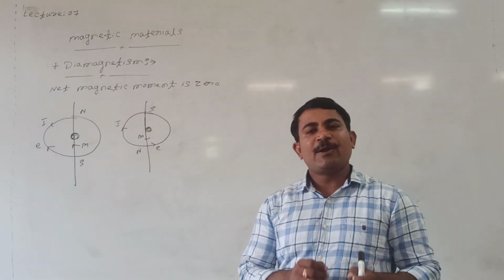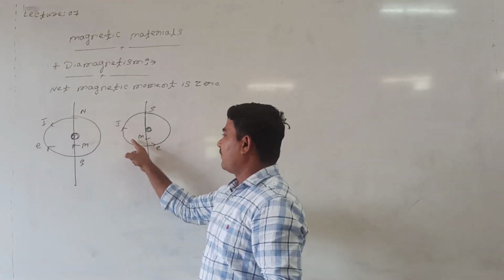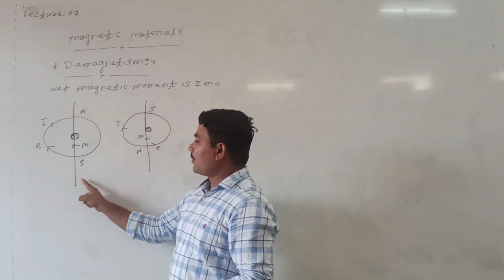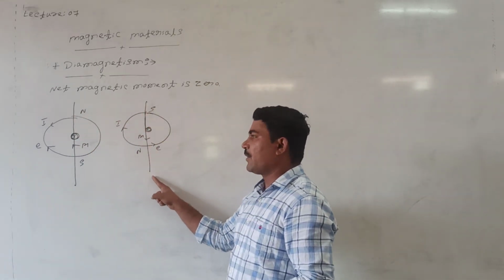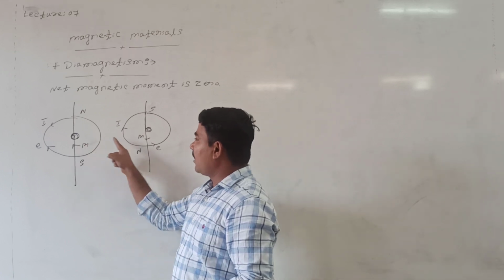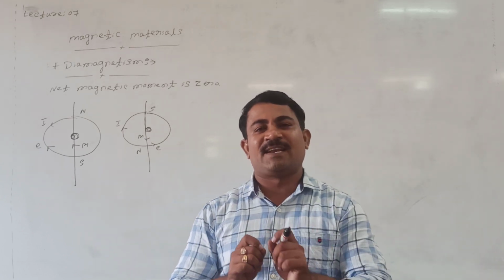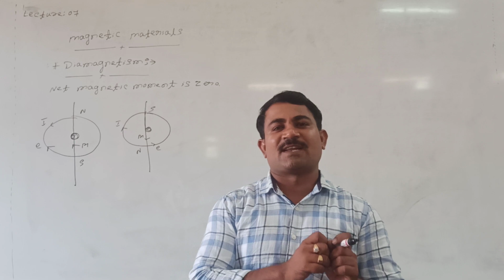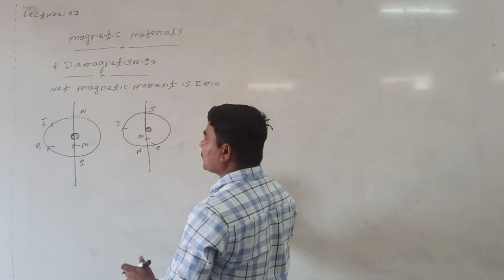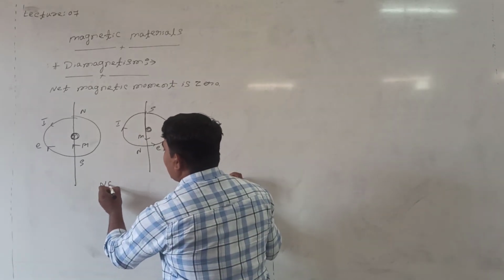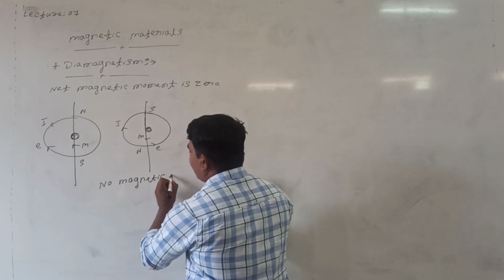Look at me. Here a lone pair of electrons exists. One electron revolves in the clockwise direction, the second electron revolves in the anti-clockwise direction. One electron contributes a magnetic moment in the upward direction, the second electron contributes a magnetic moment in the downward direction. These magnetic moments are equal and opposite in direction, so they get cancelled. Wherever the magnetic moments get cancelled, what is the net magnetic moment? The net magnetic moment is 0, so in diamagnetic materials no magnetic dipoles exist.